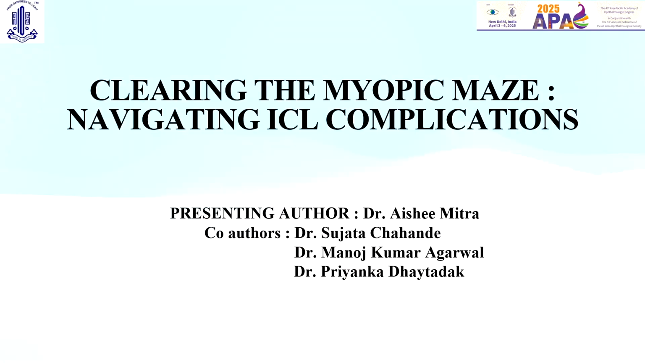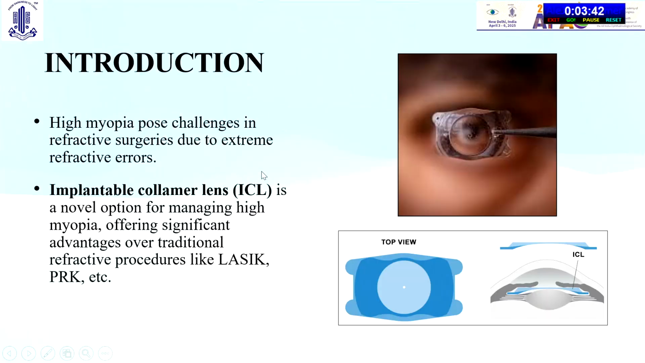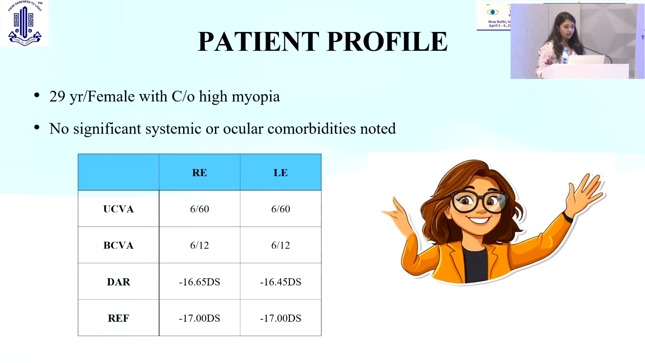I'm going to present a case titled, Clearing the Myopic Maze: Navigating ICL Complications. High myopia poses challenges in refractive surgeries due to extreme refractive errors. Implantable collamer lens, ICL, is a novel option for managing high myopia, offering significant advantages over traditional refractive procedures like LASIK, PRK, etc.